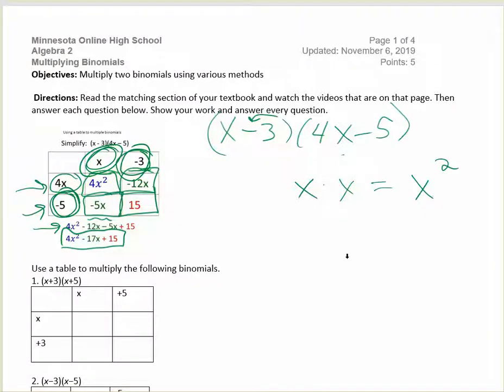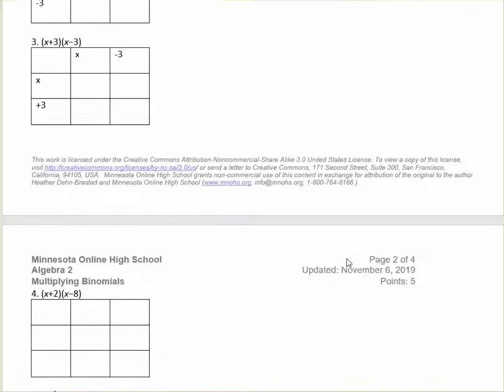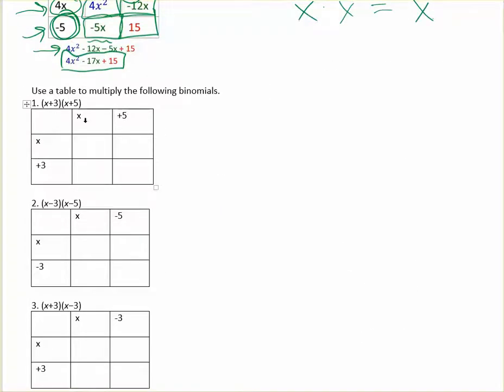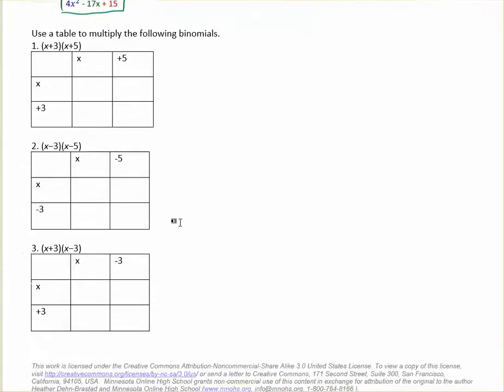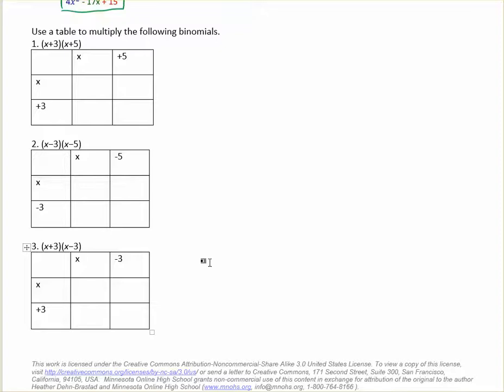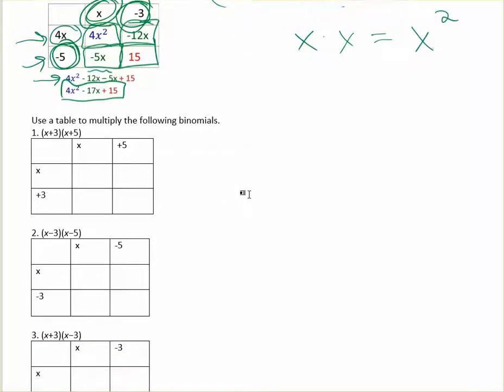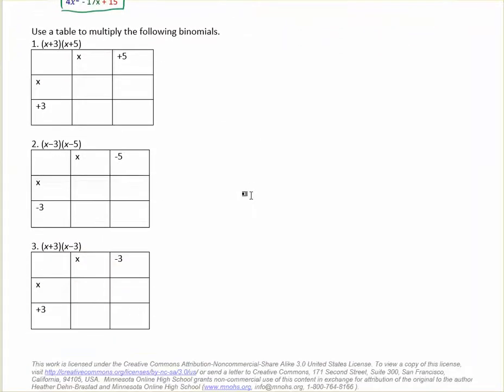So now it's your turn to try these. The first three of them have the binomials already written in the table for you, and these are all very similar. We have x plus 3 and x plus 5, and then x minus 3 and x minus 5, and then x plus 3 and x minus 3. I see that in this one I did across x minus 3 and then down. In this one I did down and then across. It doesn't matter, it's the same product, so you can do either way.